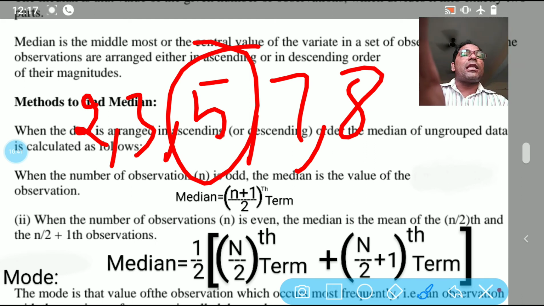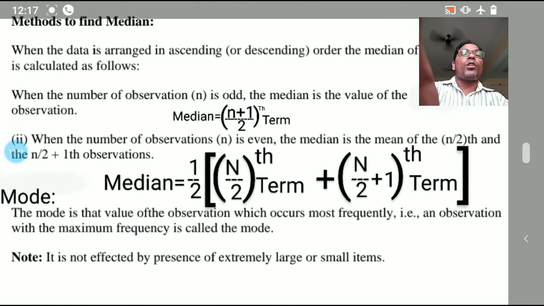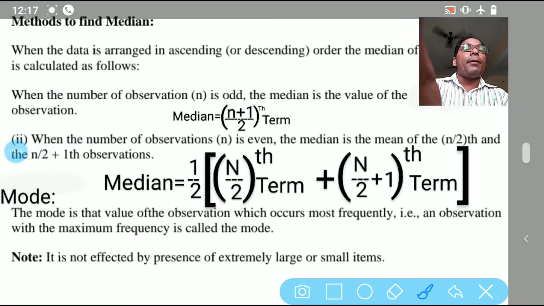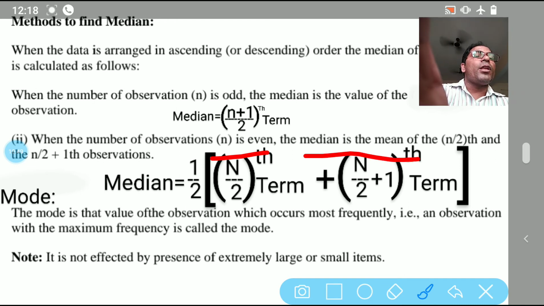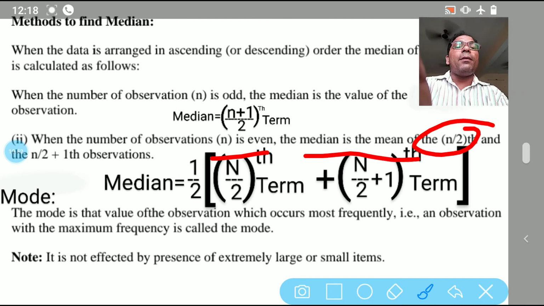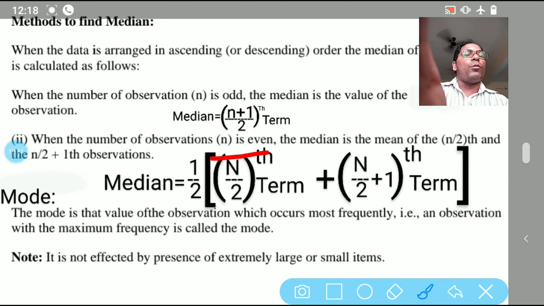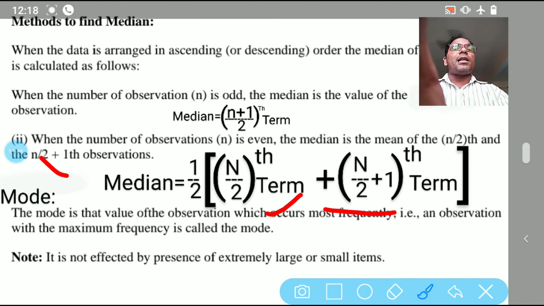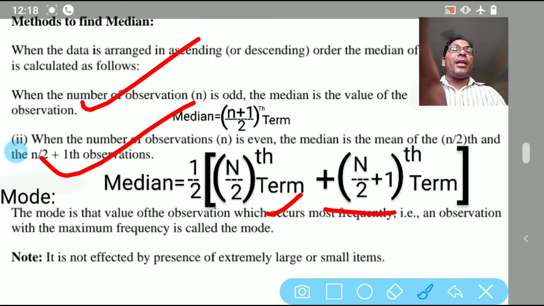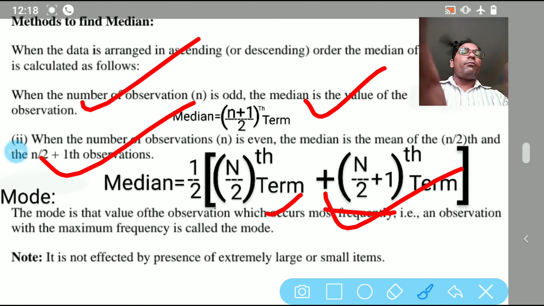And when the data is given in even number form, when the number of observations is even, then the median is the mean of the (n by 2)th and (n by 2 plus 1)th observations. The formula will be like this. Here you can see the formula: median equals 1 upon 2 in brackets, the (n by 2)th term plus the (n by 2 plus 1)th term. So this is the formula. There are two formulas to find the median, when the number of terms is odd or when the number of terms is even. So this is the way you can find the solutions.